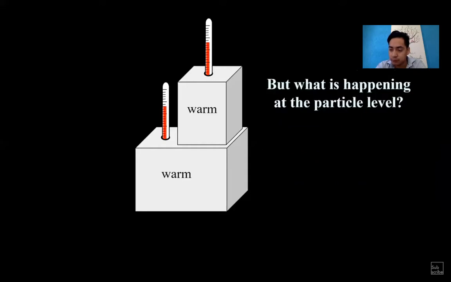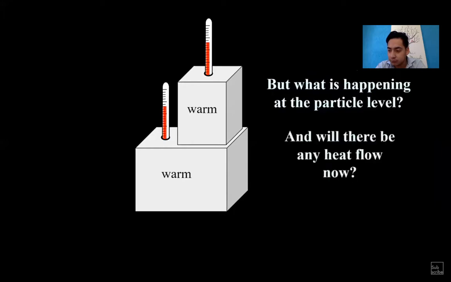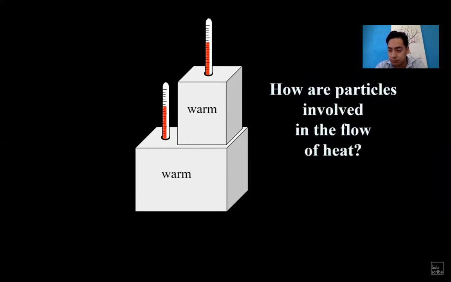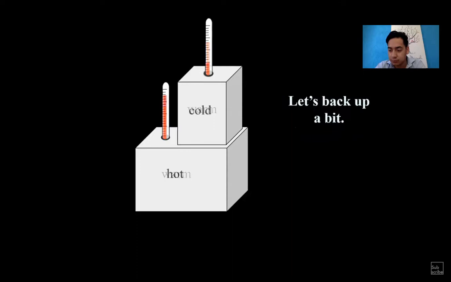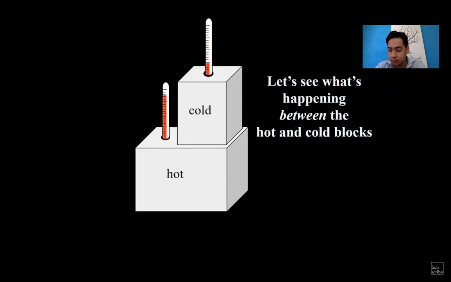But how does that happen? What is happening at the particle level? And another interesting question to ponder is, will there still be any heat flow now once the two blocks have reached the same temperature? We will address that question a bit later. So to understand heat, we need to understand how particles are involved in the flow of kinetic energy. Let's back up a bit. Starting with hot and cold again, let's see what's happening between the hot and cold blocks.